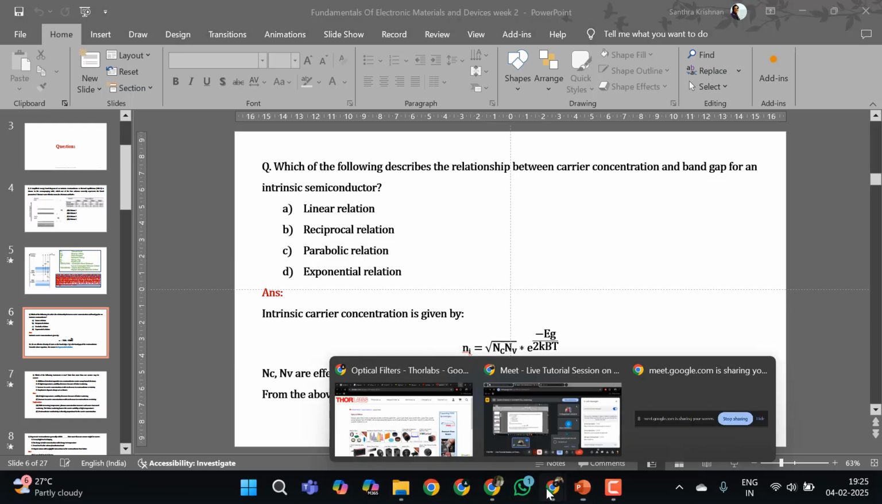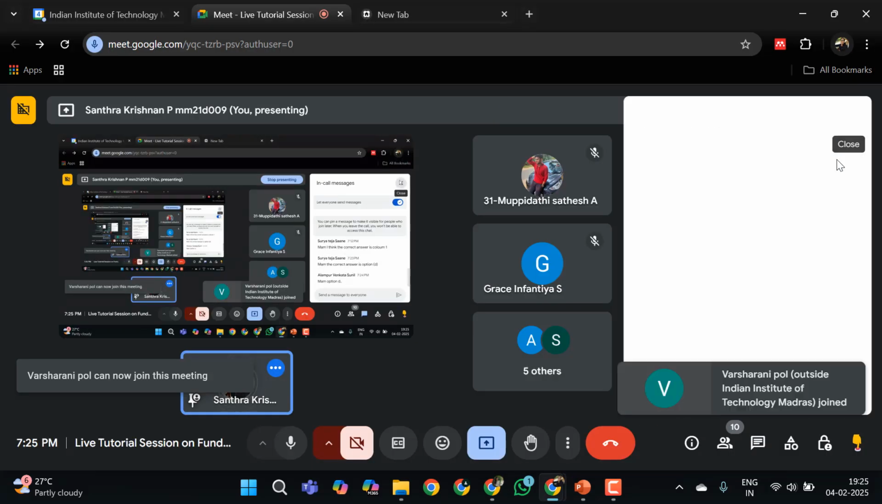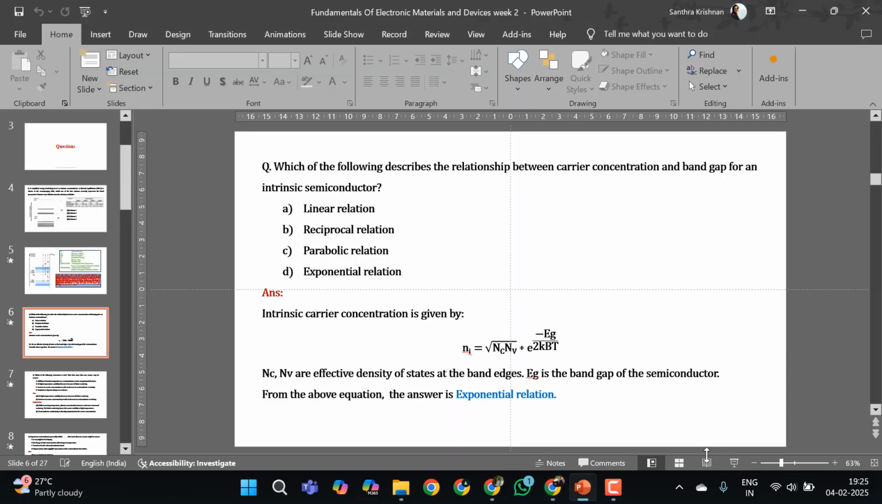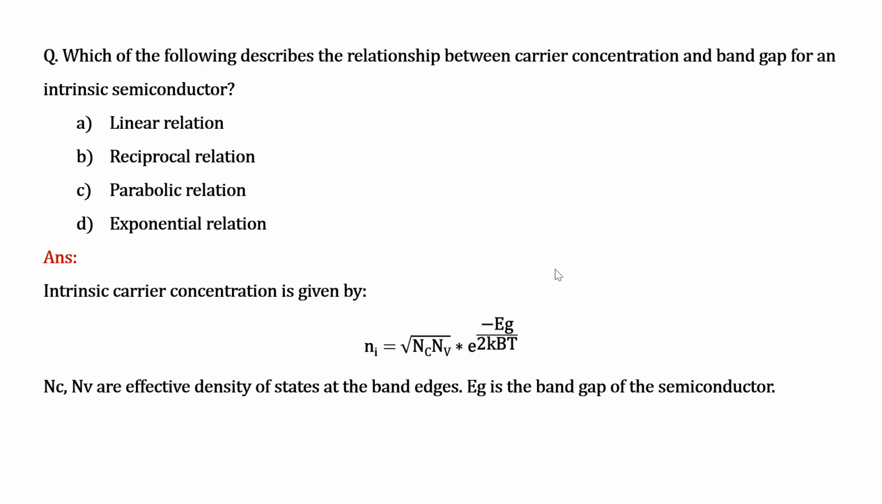Yeah. It's directly from the equation. One more person has mentioned option B. Okay, so I hope it's clear. Basically, directly from this particular equation itself, you will be able to understand.